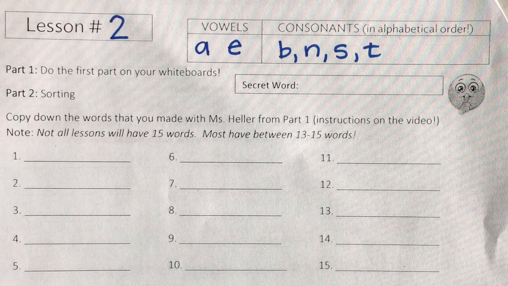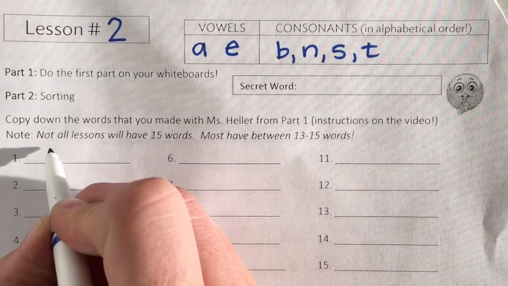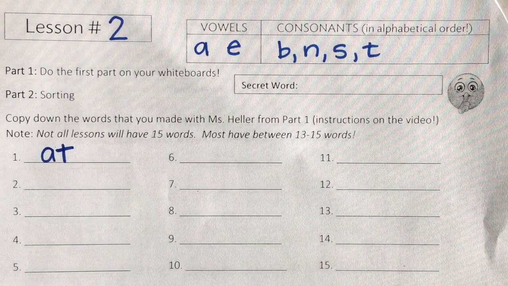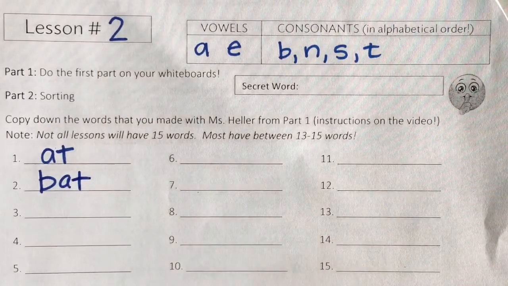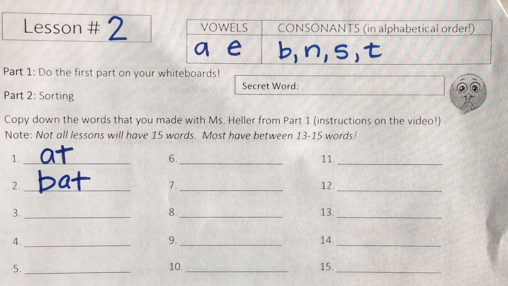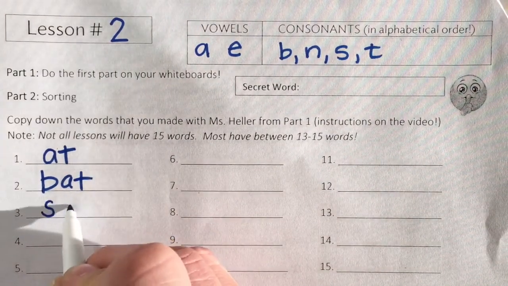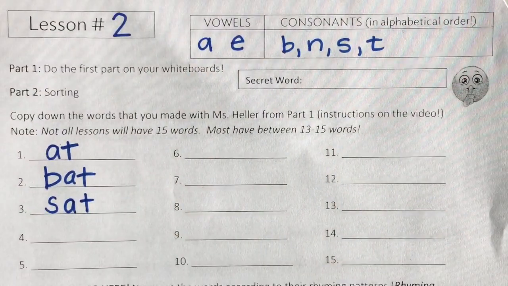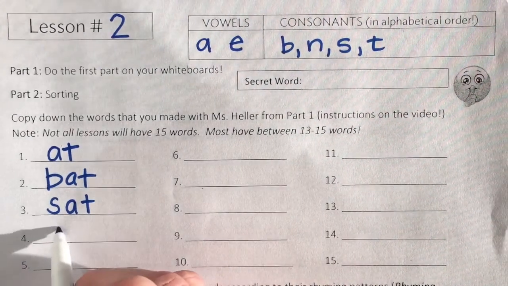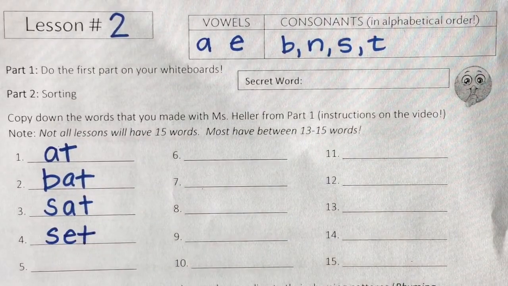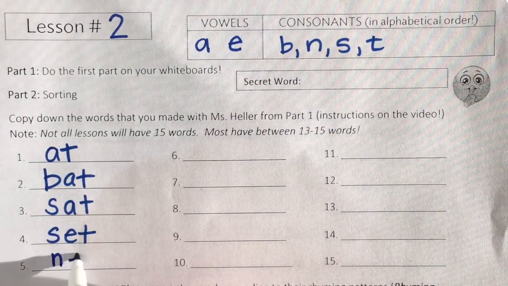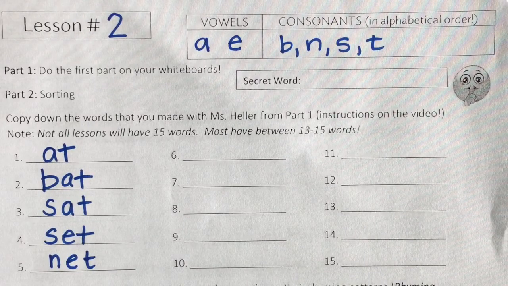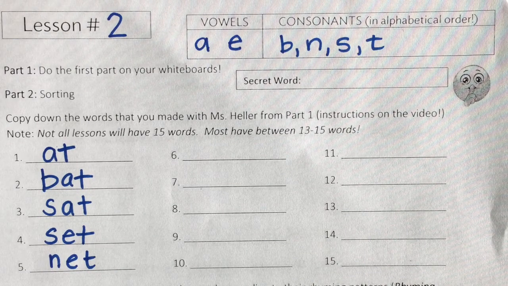Okay, number 1, we had the word at. Then we added the letter B to make the word bat. B-at, bat. Then we changed the first consonant to make the word sat. S-at, sat. Then we changed the vowel sound to make the word set. S-et, set. Then we changed the first consonant sound to make the word net. N-et, net. After net, we rearranged those 3 letters to make the word ten.